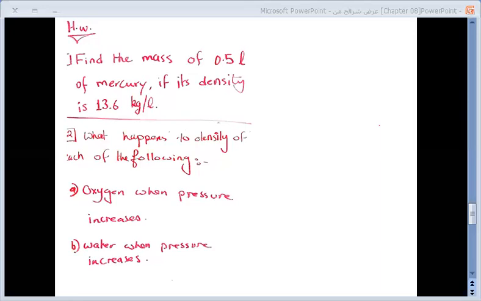Find the mass of 0.5 liter of mercury if its density is 13.6 kilogram per liter. Density equals mass over volume. We want to find the mass, use the triangle. So density times volume, so you do 0.5 times 13.6. Thank you, Ahmed. Respect. Thank you very much.